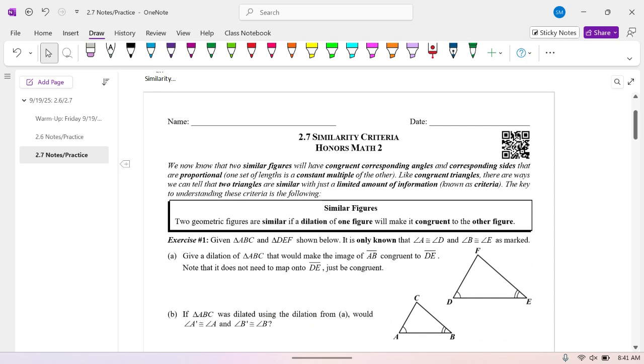This is a little bit shorter because we already talked about it yesterday. Pages 3 and 4, that's part of the homework. We're not quite done with notes because now we're on page 5.